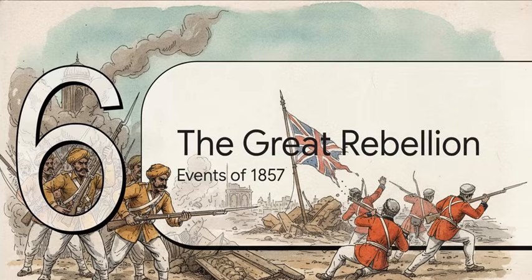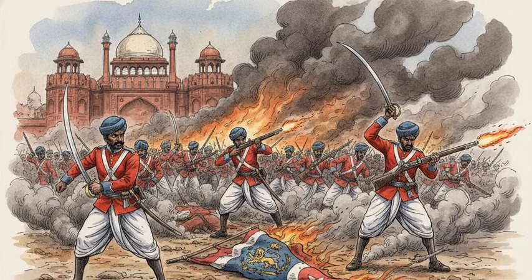Section 6. The Great Rebellion. All of this systemic disruption, economic drain, and deep-seated resentment eventually boiled over into the monumental events of 1857. What the British dismissed as the Sepoy Mutiny, historians now rightfully recognize as the Great Rebellion of 1857. It began when sepoys in Meerut killed their British officers and marched to Delhi to proclaim the Mughal Emperor Bahadur Shah Zafar as their leader. This chaotic uprising spread like wildfire to key cities like Lucknow, Jhansi, and Kanpur.